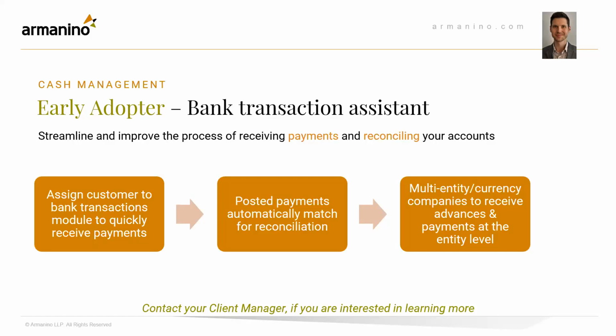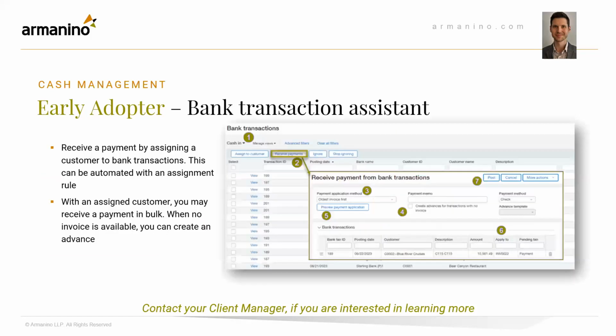If you want to move to the next slide. So what we do is we can receive a payment by assigning a customer to the bank transaction in the module, and this can be automated with an assignment rule. So if you have this rule created and it reads the criteria, you can make it so it automatically assigns a specific customer. And when the assigned customer is added, you may receive a payment in bulk. And when there's no invoice available, you have the option to create an advance that you can then assign to an invoice at a later point.